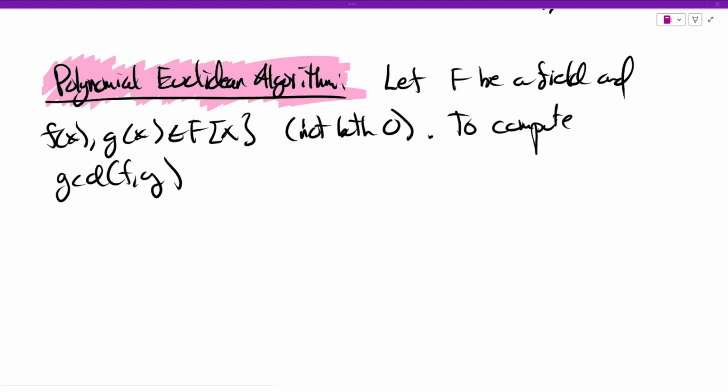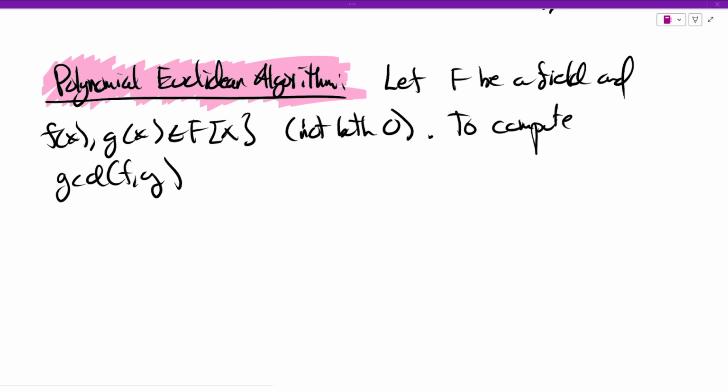Okay, so we're going to talk about the polynomial Euclidean algorithm now, and you'll notice that it's basically exactly the same as the Euclidean algorithm for Z, and it's exactly the same because the Euclidean algorithm for Z just used the division algorithm repeatedly. So what are we going to do? We're going to use the division algorithm repeatedly, only instead of our elements being integers, they're going to be polynomials. That's okay. So let's get started.